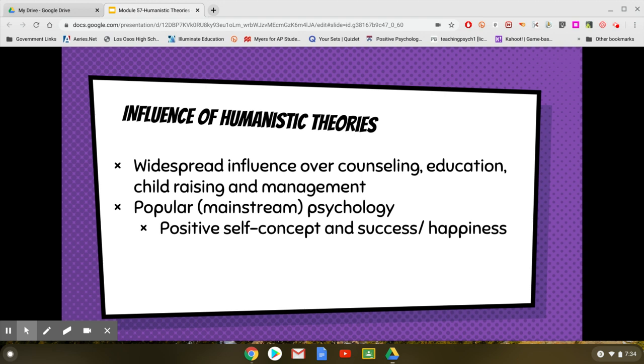Okay, so the influence of the humanistic theories. They had, and continue to have, a pretty widespread influence over counseling, over the way education is approached, in child raising if you read books on parenting, and in management. It's very popular in mainstream psychology. If you go to Barnes and Noble, or look online on Amazon for self-help books, you'll see lots of things about developing a positive self-concept and its connection to success and happiness.